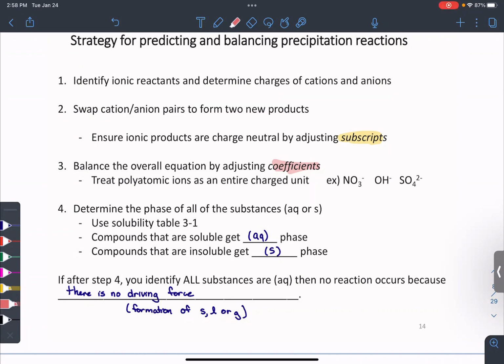So once you have identified everything, everything's charge balanced, your atoms are balanced as well. Now we need to determine phases. You might already know that the reactants are aqueous, but you need to predict the phases of the solids that you produce. So again, using that table, something needs to be a solid. If nothing on your product side is a solid, then no reaction actually happens. And I'll show you why. It's basically because there's no driving force.